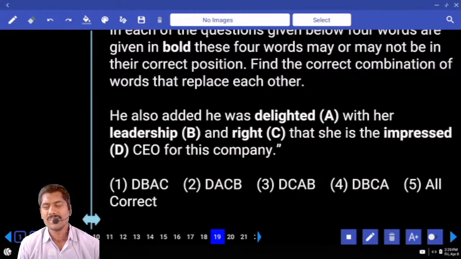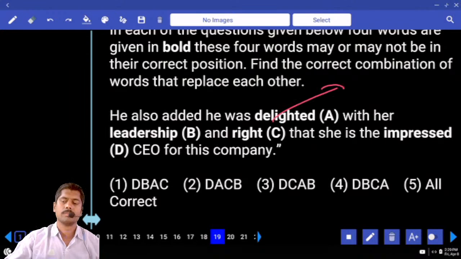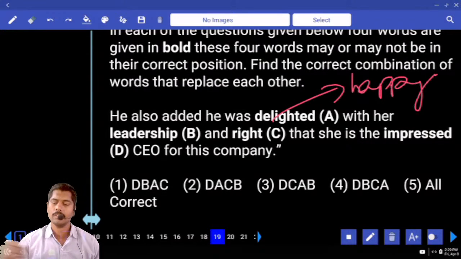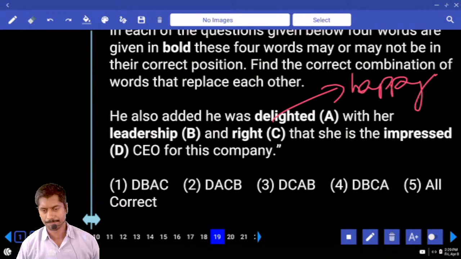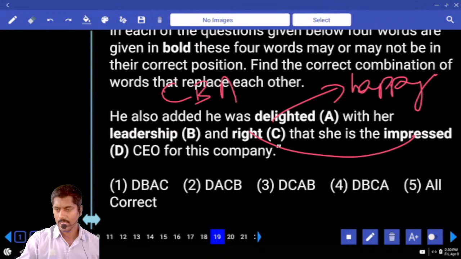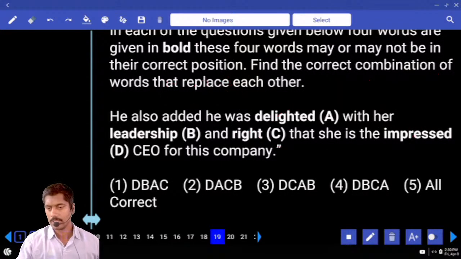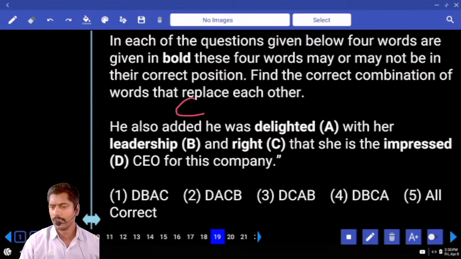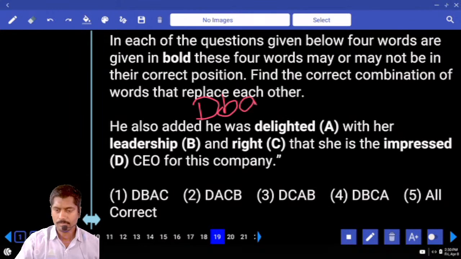He also added he was delighted with her leadership. Delighted means happy. Delighted with or impressed with? He was impressed with her leadership, or rather delighted that she is the right CEO. So CB, C, D. Sorry, it's a D, right? DB. I see.